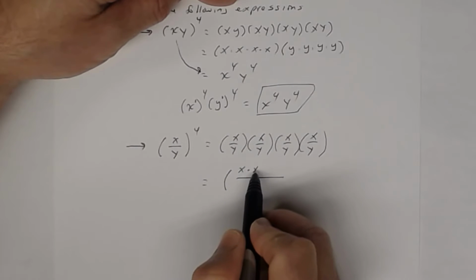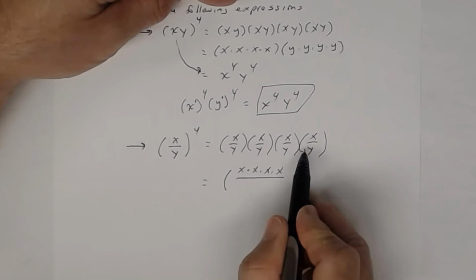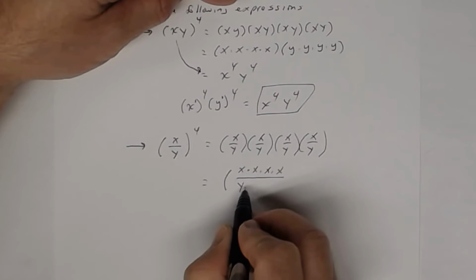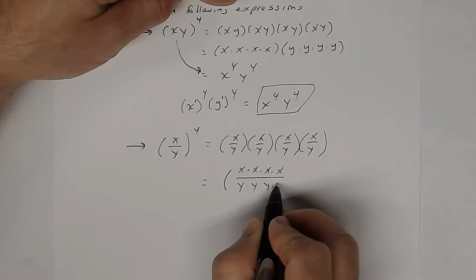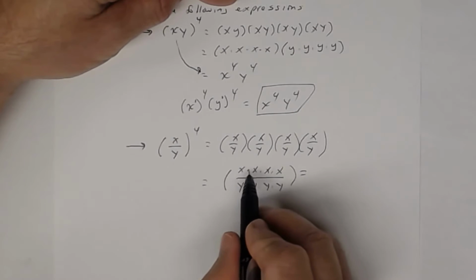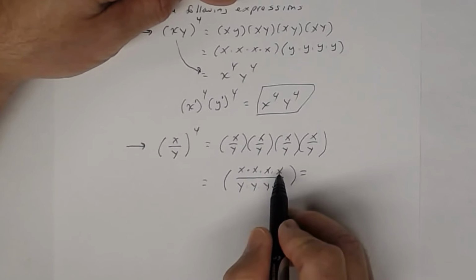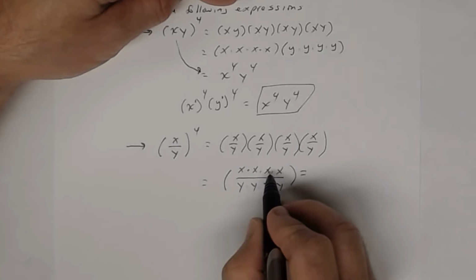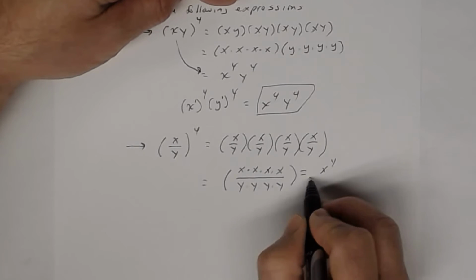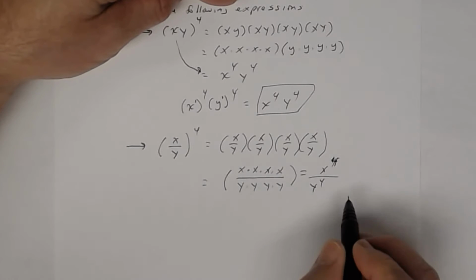x times x times x times x. The denominators, these are all factors of y's. So y times y times y times y. And notice that in the numerator, when I multiply like bases with exponents, x times 4 factors of x, times x times x times x, is x to the 4th. That's a 4. And then for y, the same thing, y to the 4th.